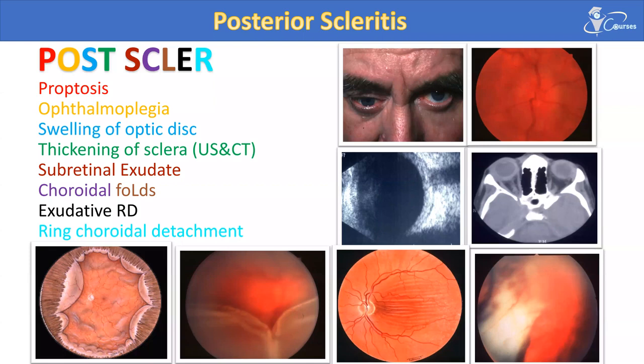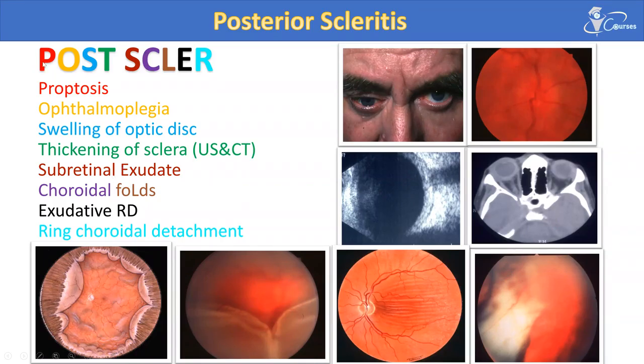So the letter T is how this disease appears on the ultrasound. Also, it can be present on the CT scan. You can see the CT scan differences between both eyes. You can see that the sclera is markedly thickened in this eye, the right eye, compared to the left eye.